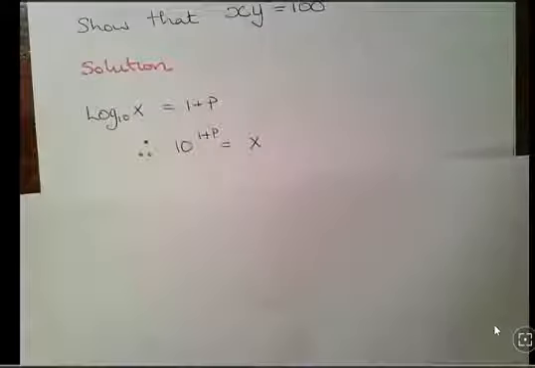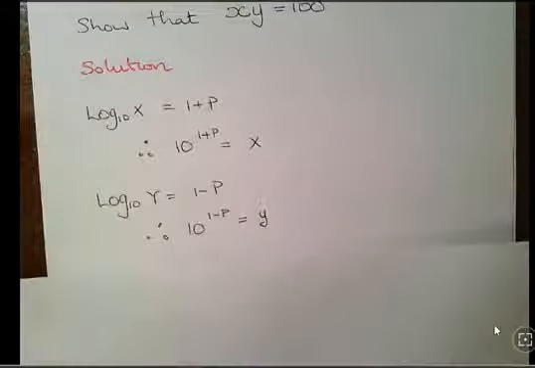First off, we express log of x to the base 10 as 1 plus p. Just re-express that as 10 to the power of 1 plus p is equal to x. We do something very similar for y. Log of y to the base 10 is equal to 1 minus p. So 10 to the power of 1 minus p is equal to y.